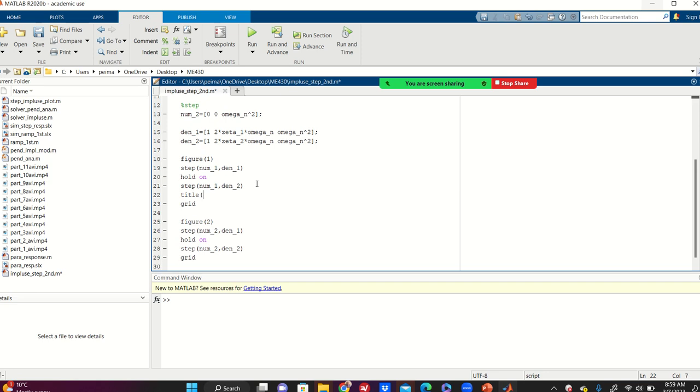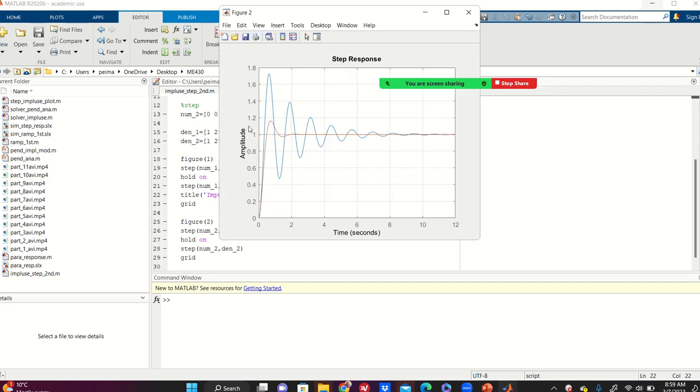The title is step response. There we go. Exactly this. See? For the low value of the damping, and we like this in control class. In ME430, we like this response.